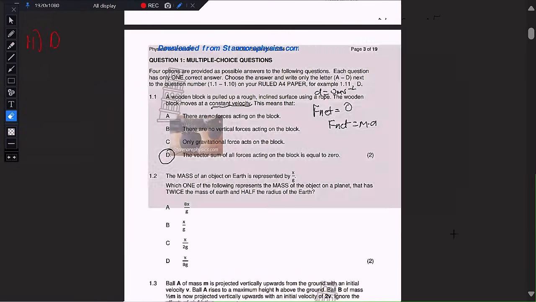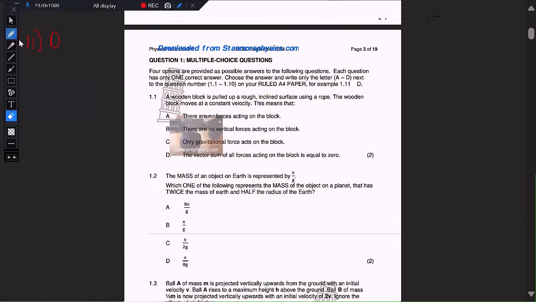Okay, now let's proceed. We have 1.2. It says the mass of an object on Earth is represented by X over g. Which one of the following represents the mass, so they even wrote it in bold, of the object on a planet that is twice the mass of the Earth and half the radius of the Earth? Now this here is all to confuse you.